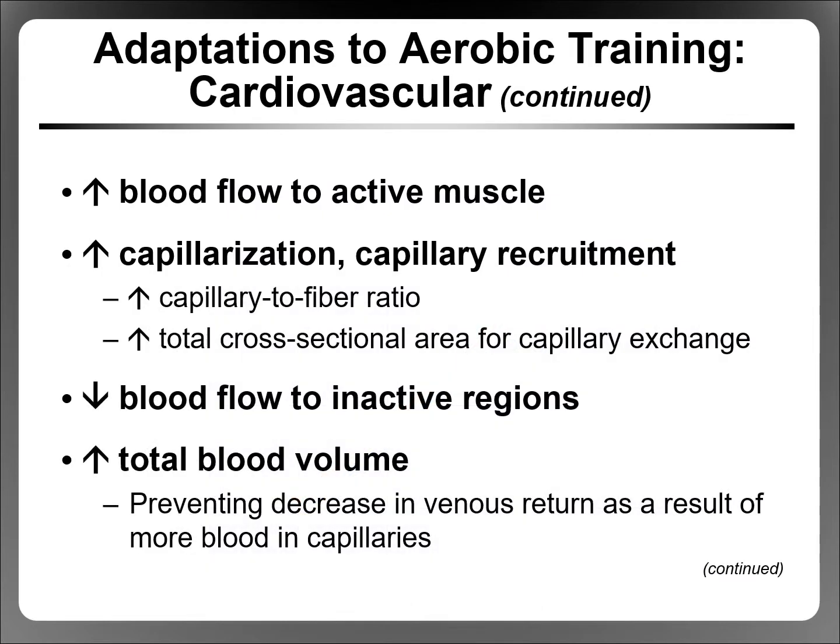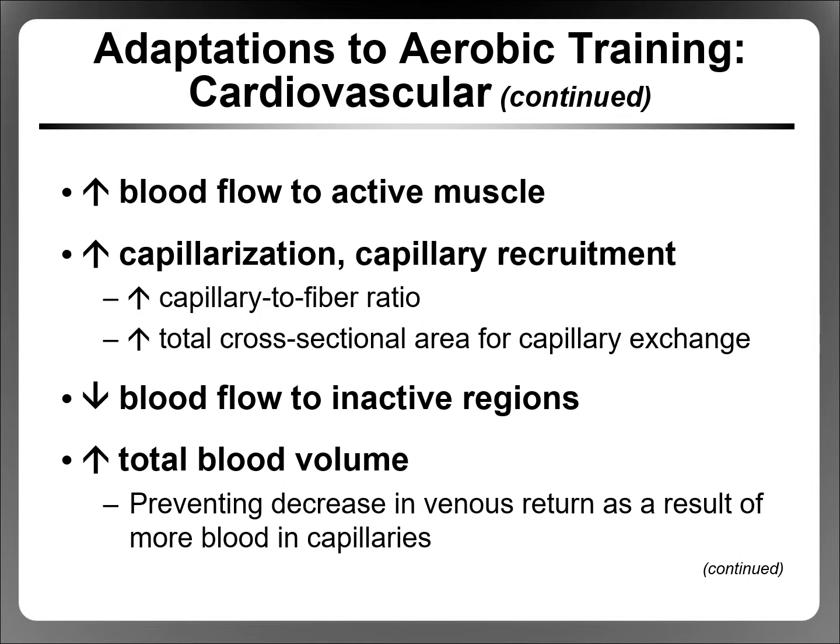So, other cardiovascular adaptations. You will see an increase in blood flow to our active muscles. Blood is traveling much more efficiently. We have appropriate plasma volume. Lots of different interactions are occurring to make sure our muscles get appropriate oxygen and nutrients and offload any metabolic wastes and CO2. We're also going to typically see an increase in capillarization and capillary recruitment. So we tend to increase the capillary to fiber ratio.